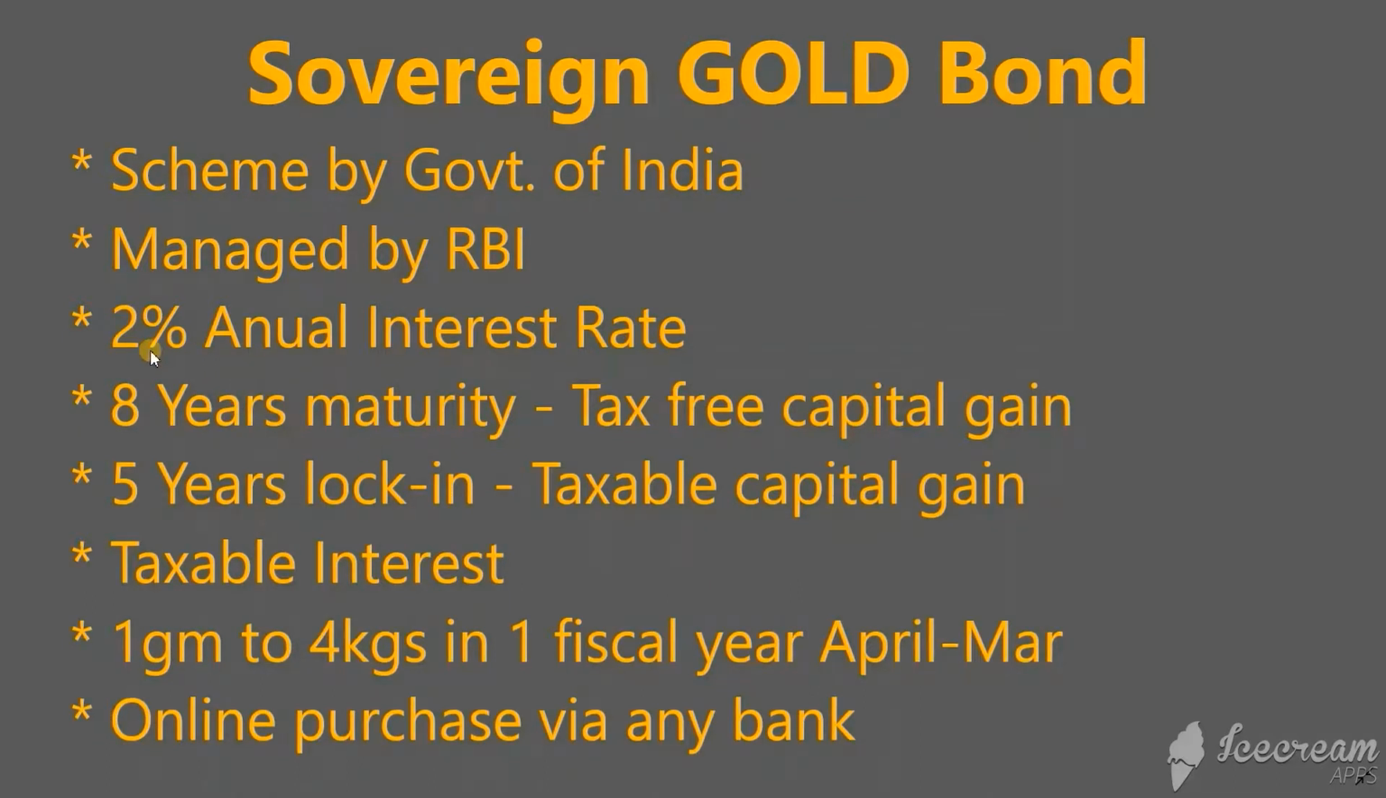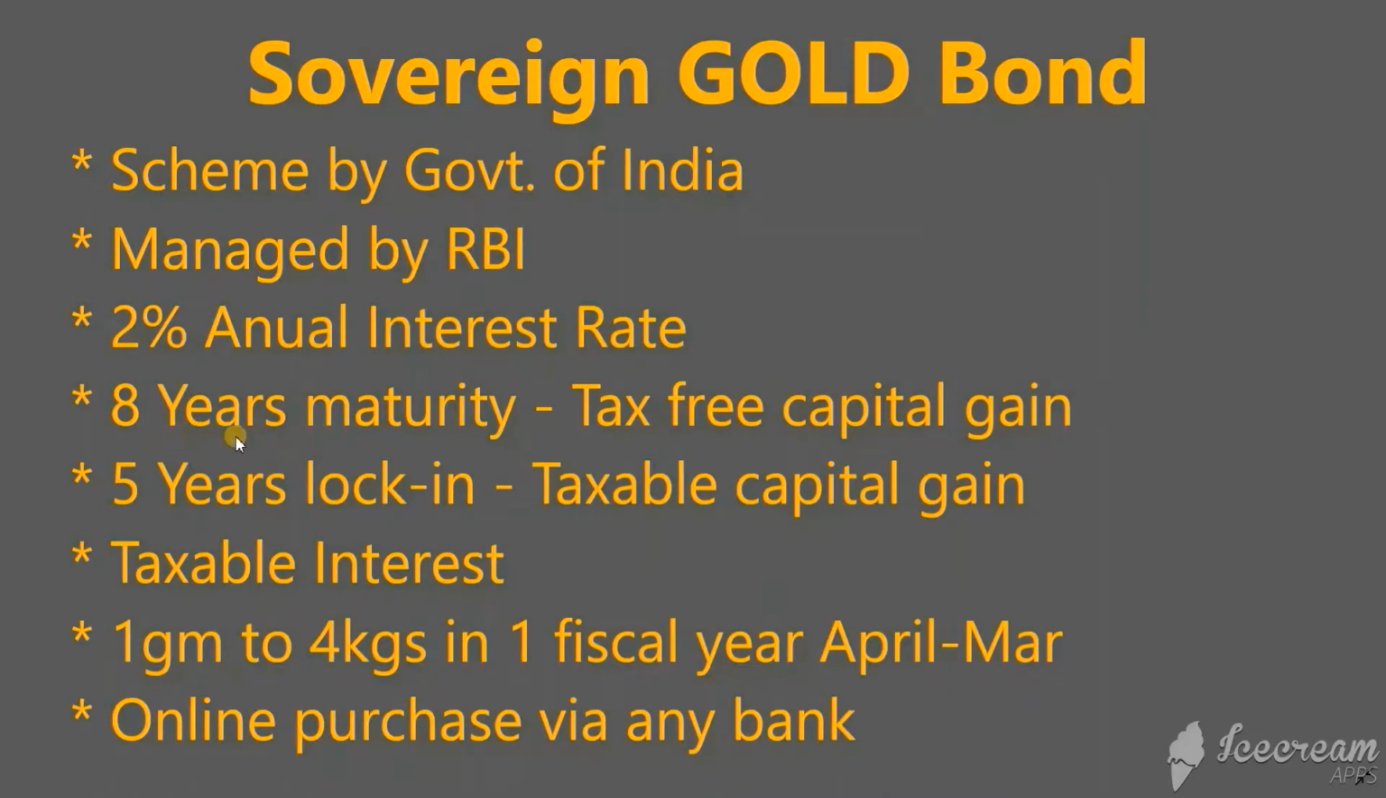Okay, so the first and the important thing is here you get 2% annual interest rate. See, if you are buying the physical gold, then when you are holding it you don't get any return. You have to sell it to get the returns, but here you get continuously 2% annual interest rate. Next is the maturity period is 8 years, so you have to hold it for about 8 years.